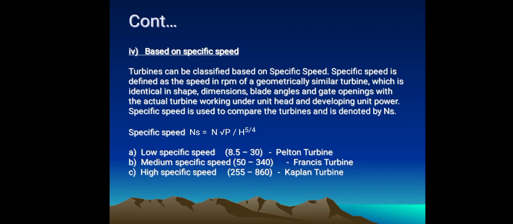Turbines can also be classified based on the specific speed. Specific speed is defined as the speed in RPM of a geometrically similar turbine, which is identical in shape, dimensions, blade angles, and gate openings with the actual turbine, working under unit head and developing unit power. Specific speed is used to compare turbines, and it is denoted by Ns. Specific speed Ns = N root P divided by H to the power 5/4. Low specific speed is 8.5 to 30 rpm, example Pelton turbine. Medium specific speed is 50 to 340 rpm, example Francis turbine. High specific speed turbines are 250 to 860, example Kaplan turbine.